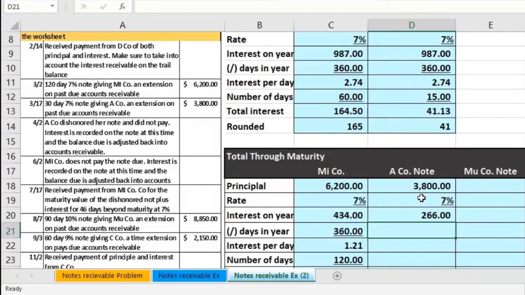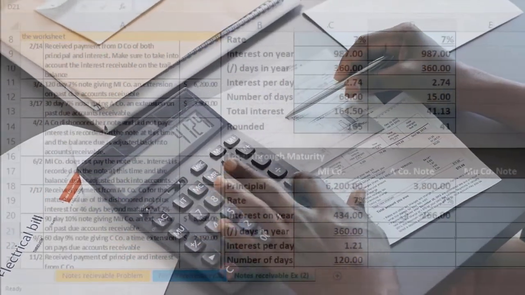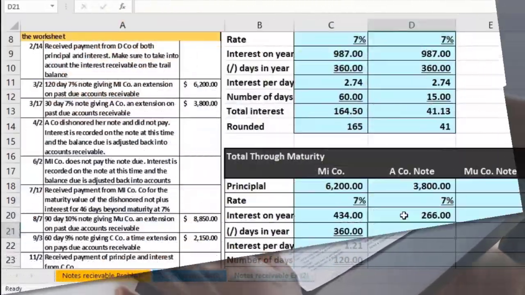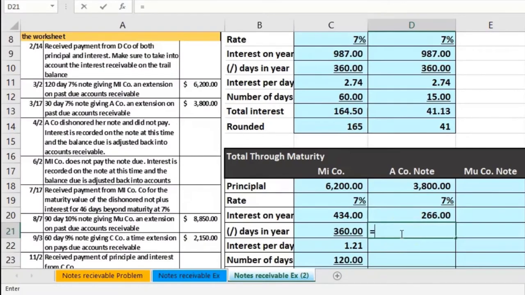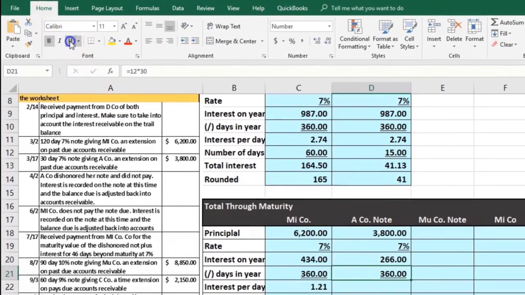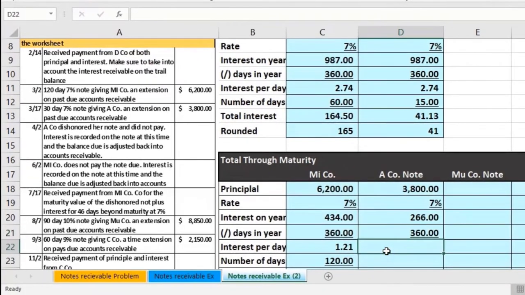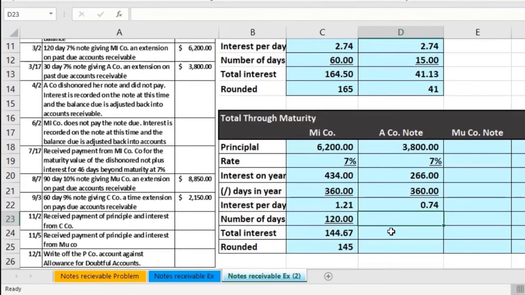But we don't have the entire year, we only have 30 days, 1 month. So I'm going to break it out into interest not per year but per day, and then multiply it times the number of days, 30. So how many days in a year? We're going to say 12 times 30, or an even 360. I'm going to underline that, home tab, font, underline, divide that out, equals the 266 per year divided by 360 days in a year, giving 0.74, 74 cents about per day.